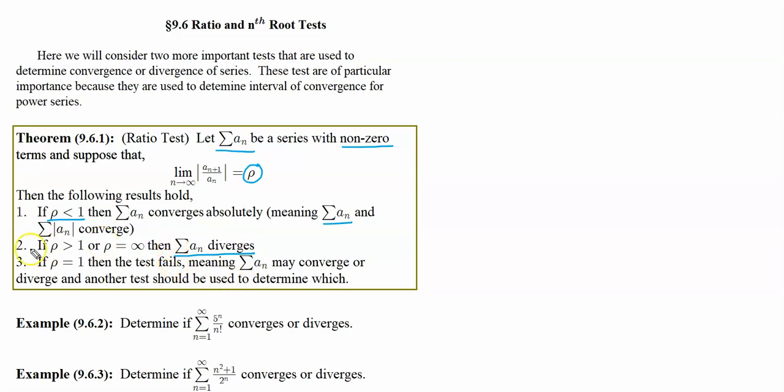Then our third case is if rho is equal to 1, well, in that case, the test fails. So this test doesn't work. The series may converge or it may diverge. You have to use some other test to determine if you have convergence or divergence then. Now let's take a look at a few examples that will clarify this test.